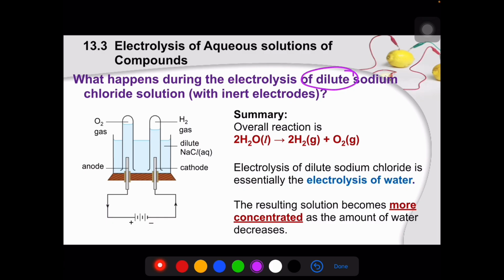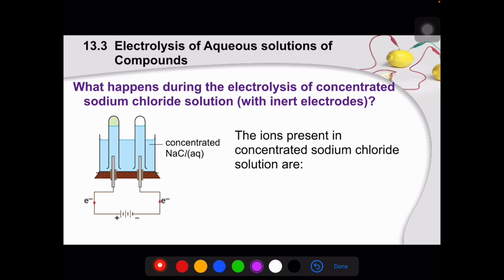You realize that when it comes to solution or aqueous, whether it is diluted or whether it is concentrated, the concept will be quite different. So read the question carefully to know whether you're looking at a diluted one or concentrated one. What if today the question is a concentrated one?